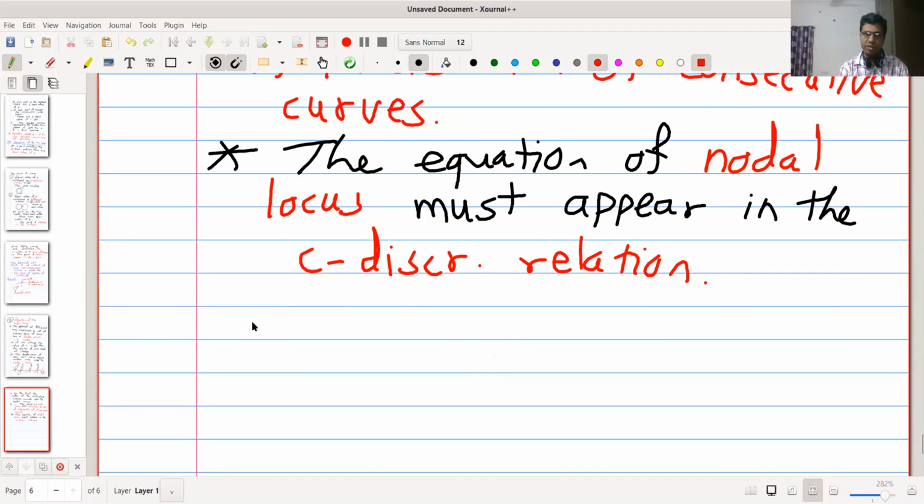Now what about P discriminant relation? In general, they will not appear in P discriminant relation, and hence the nodal locus is not solution of given differential equation in general. Okay, so we explain using the figure. Why these points do not appear in P discriminant relation in general? So we consider the figure.